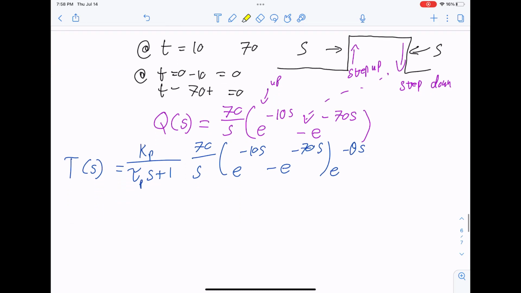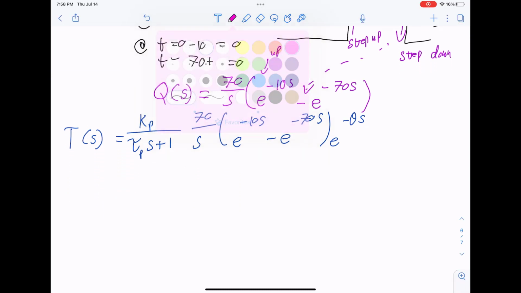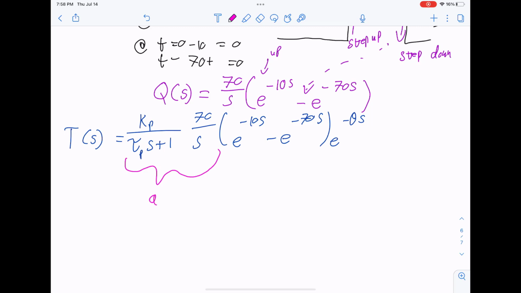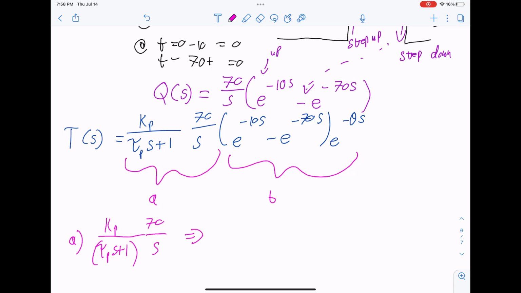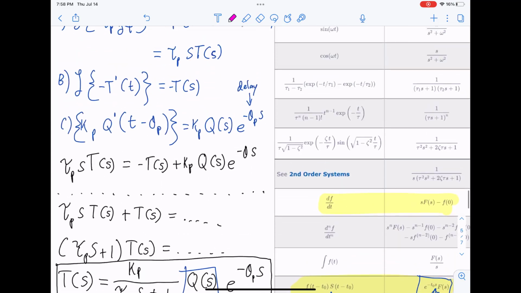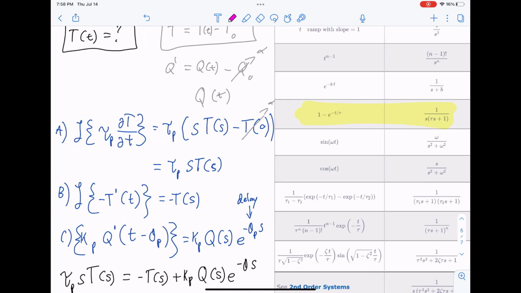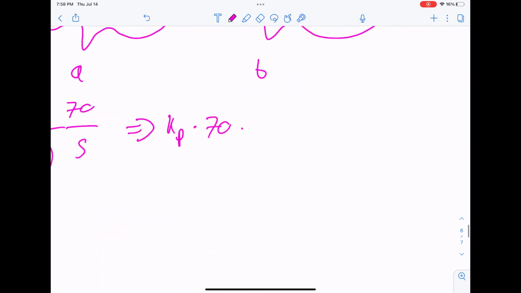So let's think through these two portions just by themselves. We'll switch colors again, just thinking about the puzzle pieces, how we get things in the right terms. So let's think of this as A, and let's think of this as B. A, Kp over 70s tau p s plus 1. So that's going to be Kp times 70 still, times, and what was that quantity? 1 minus e to the negative t over tau.